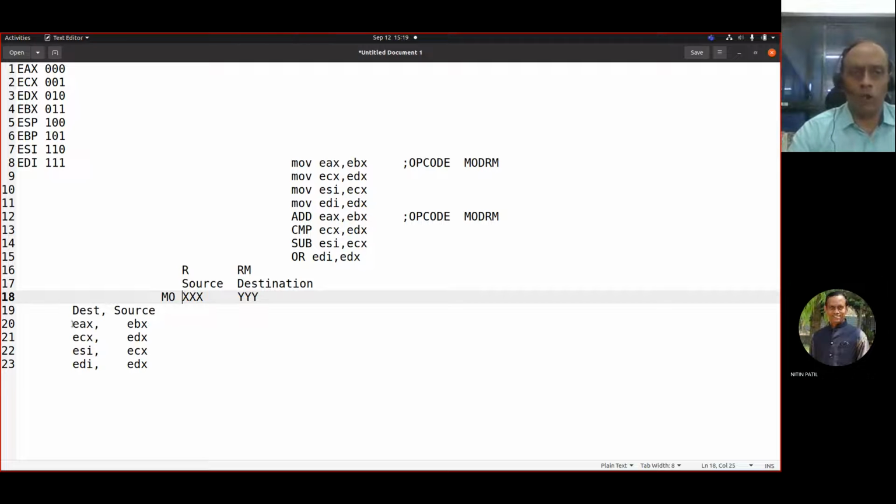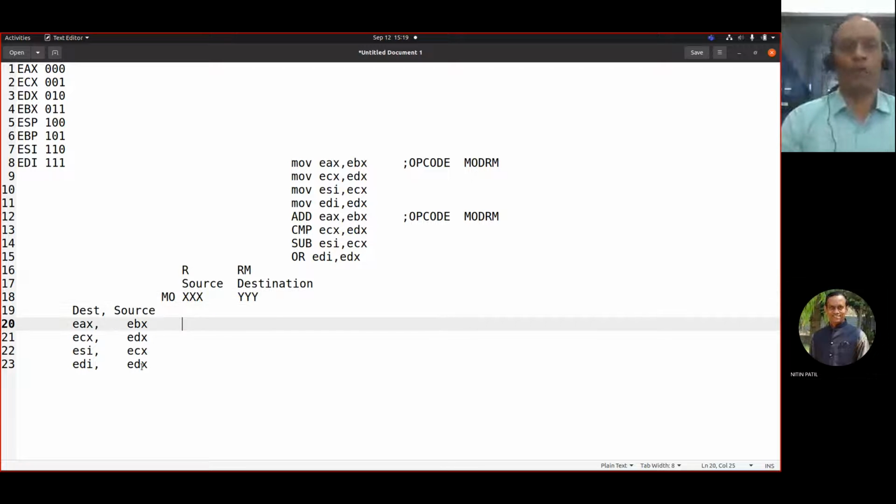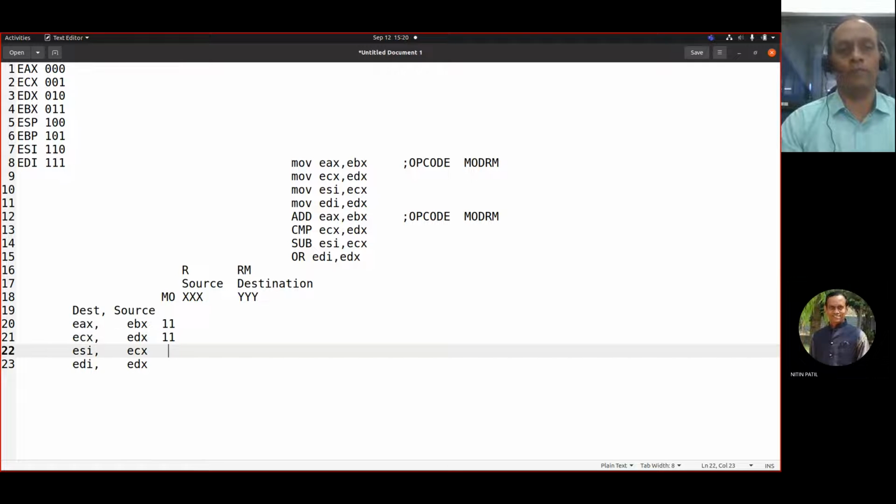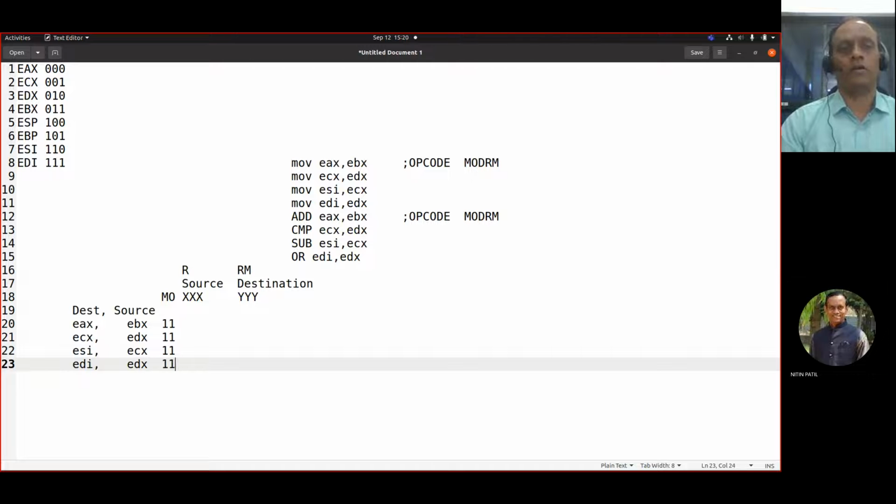So let me write all 4 combinations. For example, EX, EBX, ECX, EDX, ESI, ECX, EDI, EDX, the ones which I used above. Now, as we are aware, for each of these instructions, all of them contain registers as operands, so mod would be fixed. So mod would be 1 1 for each of them. So let me write that mod. Now what is the source register here? For example, it is EBX.